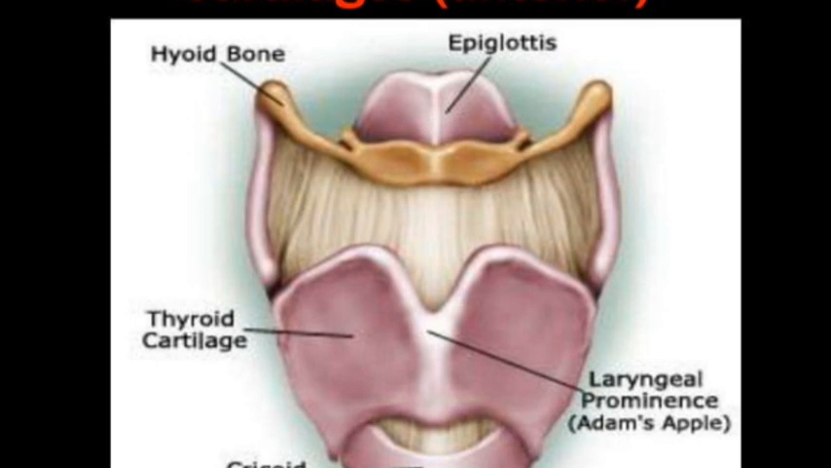After this, the thyroid cartilages meet at a point. Both thyroid cartilages meet anteriorly, and this is called the Adam's apple or laryngeal prominence. So this is all about the larynx anatomically.